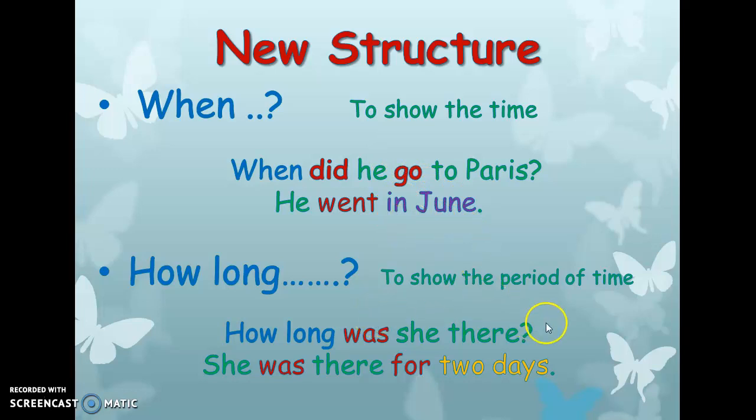"How long?" shows the period of time. Like this example: How long was she there? She was there for 2 days. And we use the preposition "for" before a period of time in the question "how long."